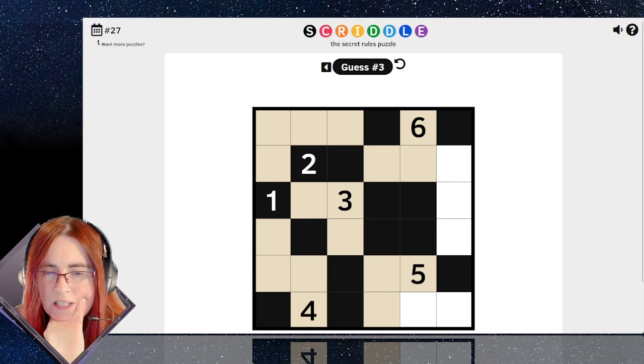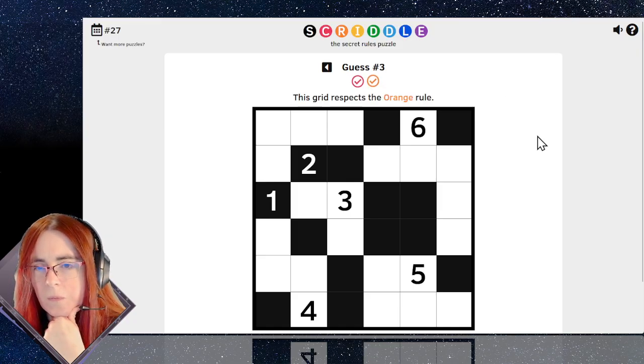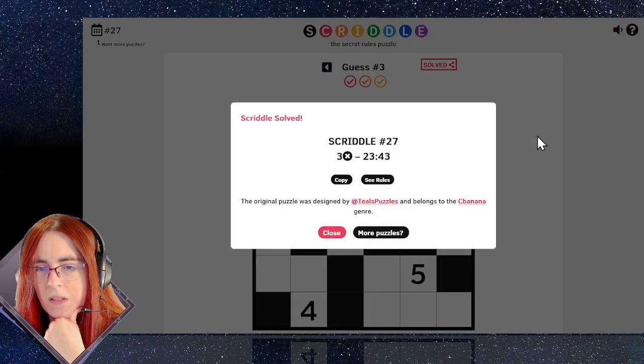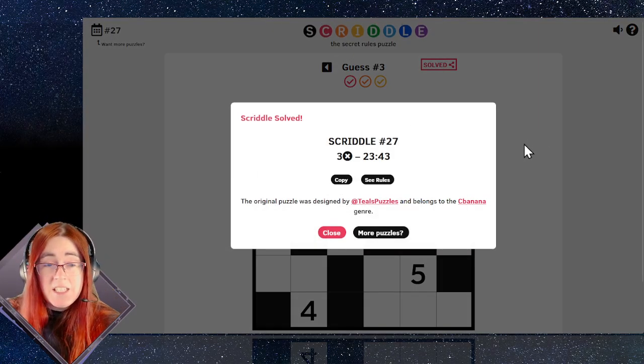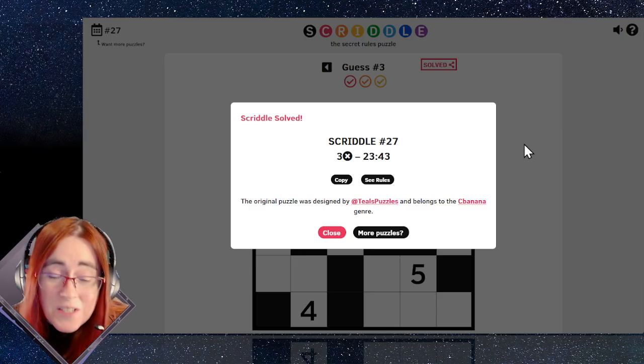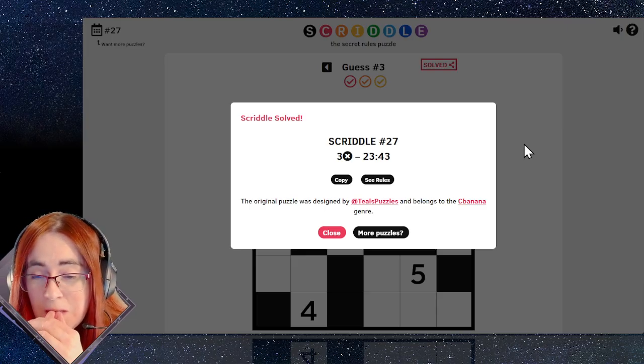Every black region is rectangular. Every white region is non-rectangular. Every number is in a region the size of that number. Let's try it. Nice. 3 guesses is good. 23 minutes is less good, but yeah, that's pretty good.